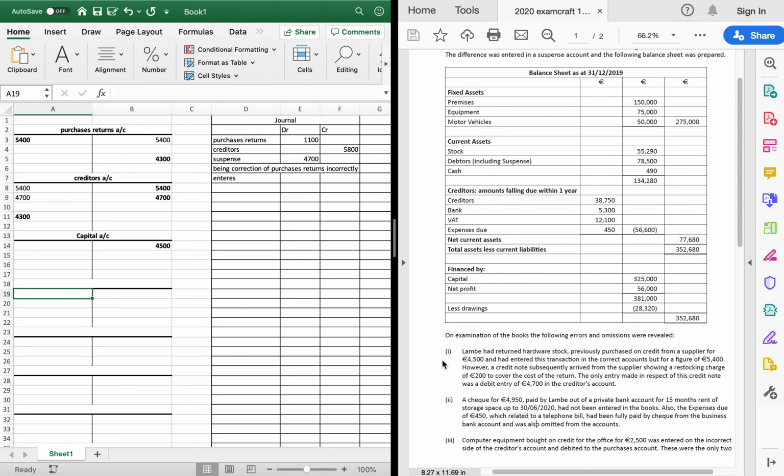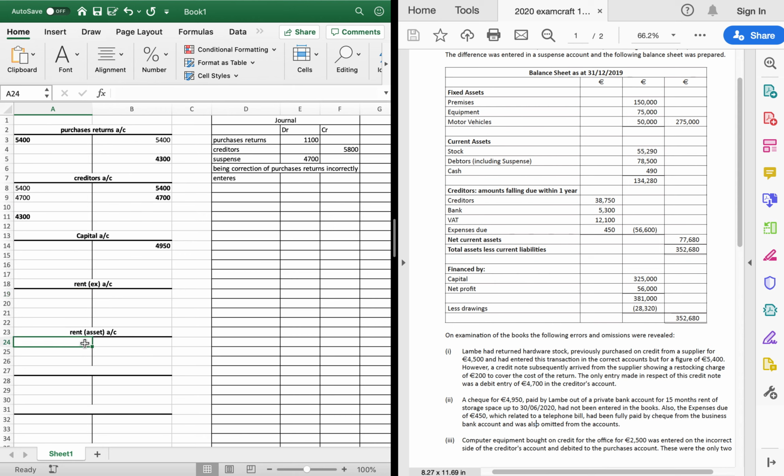Now, what's he paid it for? It's 4,950. Sorry, it's to cover 15 months rent. So it's rent as an expense. And because it's 15 months, we know there's going to be rent prepaid as an asset. So the debit expense and debit asset there. So we paid it in advance, so it's all back to us. So 4,950 is to cover 15 months rent up to the 30th of the 6th.